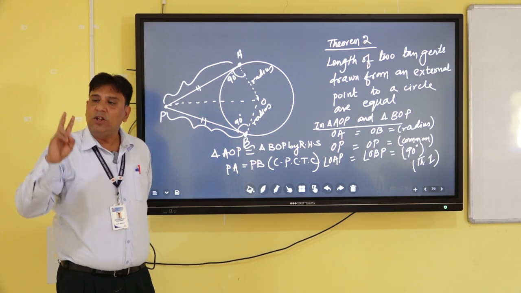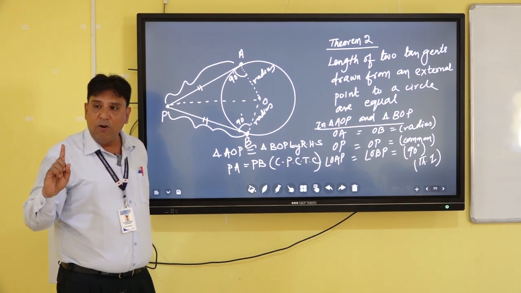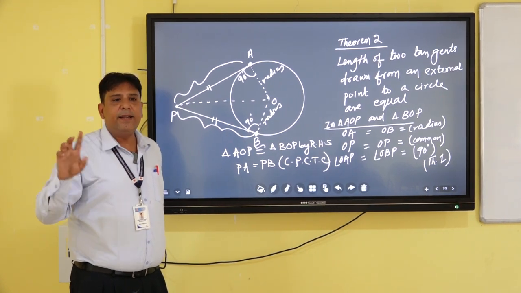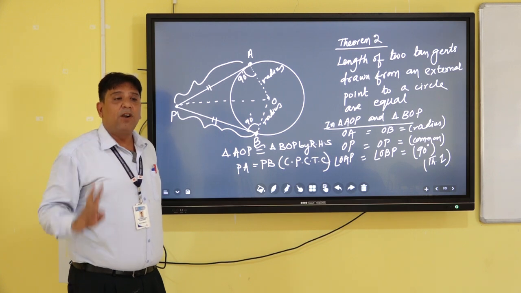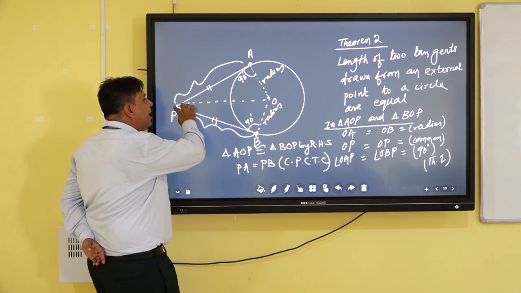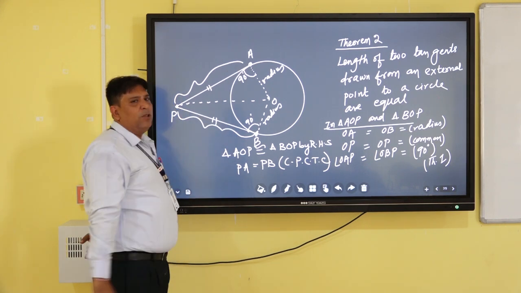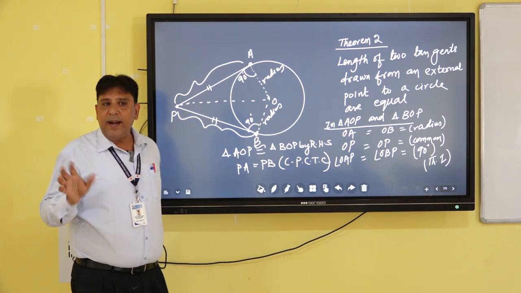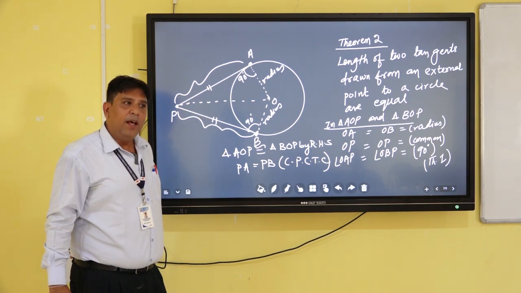So we have learned just 2 theorems. What is the first theorem I told? Radius and tangent are perpendicular to each other. And what is the second theorem I told? That if from an external point I draw 2 tangents to the same circle, then both the tangents will be of equal length.